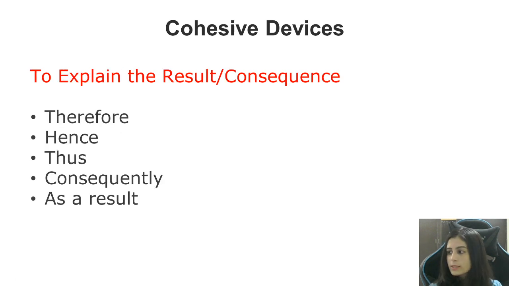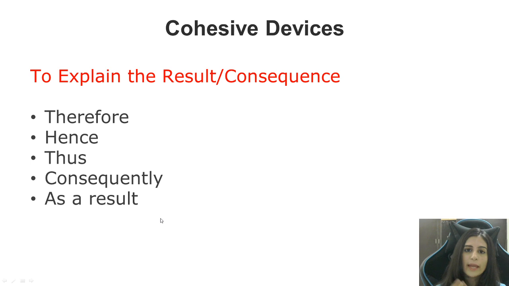To explain the result and consequence, we use these words. So somebody had mentioned in the chat box these words when I was asking to give the connectors that have to be used before giving an example. Now, these are not to be used before giving an example. These are to be used before giving some consequence. क्या होने वाला है या क्या result है? Before that, you have to use these words. So therefore, hence, thus, consequently, as a result.